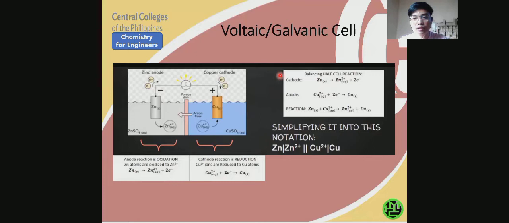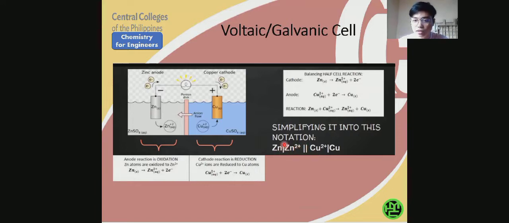On the right side, we have the balancing of the two half-cell reactions. This is the cathode on top and the anode on the lower side. So we have zinc in a solid form plus our copper, which is in ionic form having a 2 plus charge. And then we have zinc also with a 2 plus charge in its aqueous form and our copper in solid form. If you take a look at this in other books, references, or on the internet, this will automatically simplify to this notation.